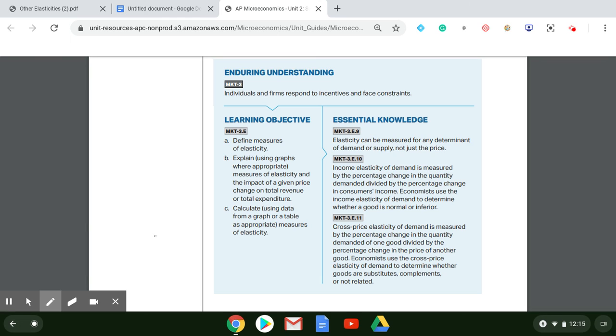So two separate goods: the percent change in quantity demanded of one good over the percent change in price of another good, to see how the goods are related to each other. Goods can have a positive cross price elasticity, which means they're substitutes, or a negative cross price elasticity, which means complements, consumed together. Substitutes are rival to each other, complements are consumed together. And finally, if there's a cross price elasticity of zero, they're not related at all.